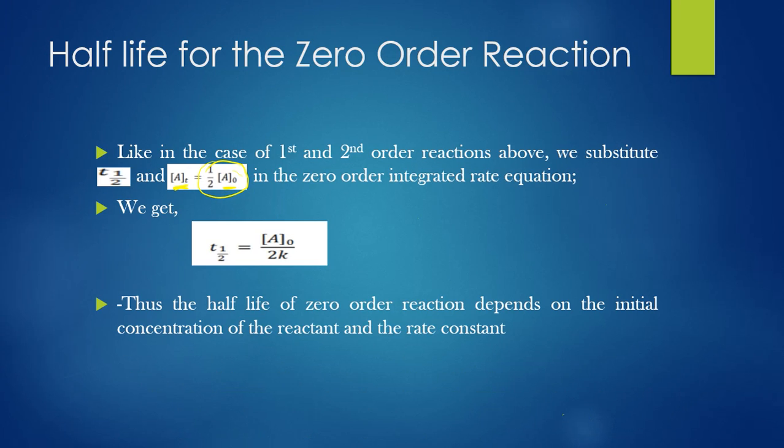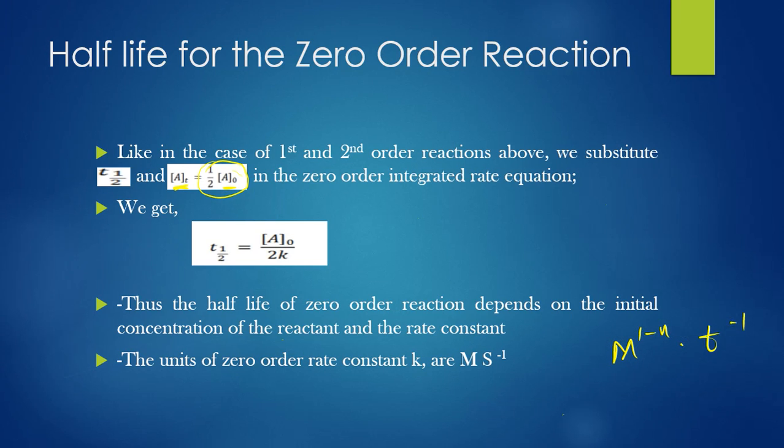Nothing beats interest. So thus the half-life of a zero order reaction depends on the initial concentration of the reactant and the rate constant. So as we've seen here, it depends on the initial concentration of the reactants and the rate constant. So the units of the zero order rate constant take this form. Why is it in that form? We know that the unit is M^(1-n)/t, and our n is equal to 0. So M^(1-0) over t. This 1 minus 0 is just M, and then the time can be minutes, days, or seconds. This is how you come up with this.